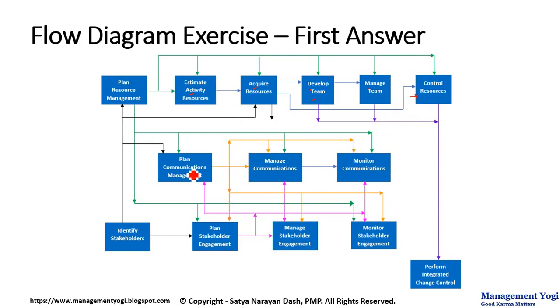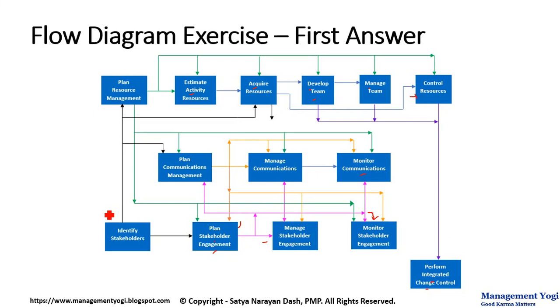Now we have plan communications management, output of which is feeding into manage communications, which in turn is acting as an input into monitor communications. Then you have identify stakeholders, output of which is going into plan stakeholder engagement, and output of plan stakeholder engagement is manage stakeholder engagement, and this output from plan stakeholder engagement is also acting as an input to the process of monitor stakeholder engagement. Then you have various purple colored arrow marks which are going into perform integrated change control.